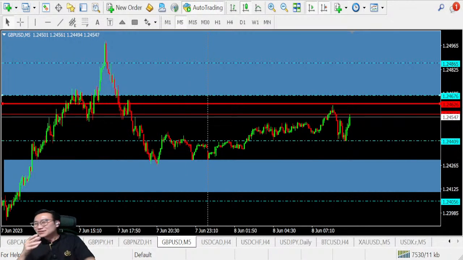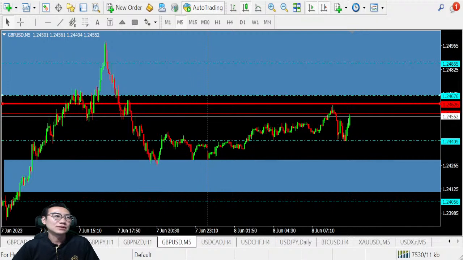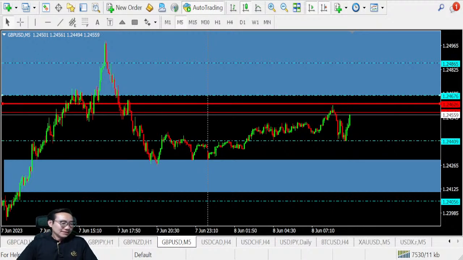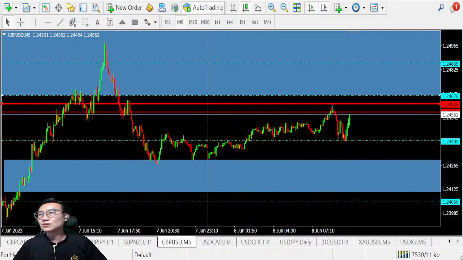So today for the pound dollar, it looks like it's moving upwards now. Still moving on the buy side. So tentatively, it's still not that ideal for selling yet. So let's wait for a little while.